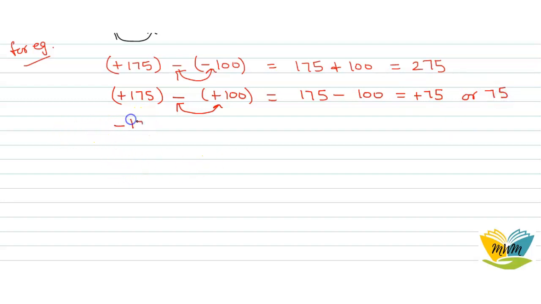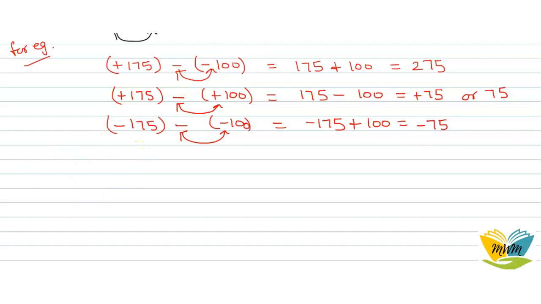Now minus 175 minus 100, minus 175. Now minus and minus, minus and minus means plus 100. Minus 175 and plus 100, plus minus minus, we get 75, but minus 175 is greater than 100, so we will put negative symbol here.